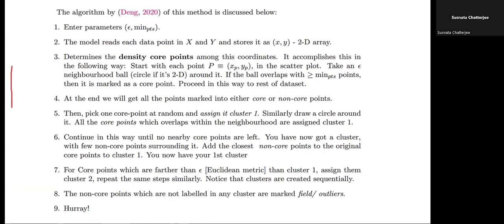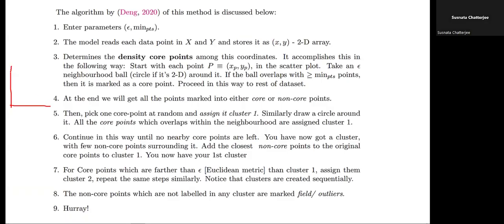So consider we have two data sets, X and Y, and the data are scattered in the scatter plot. Before initializing our clustering ensembler, we enter the parameters epsilon and min points. The model reads each data point in X and Y and stores it as an XY 2D array. It determines the density core points among these coordinates.